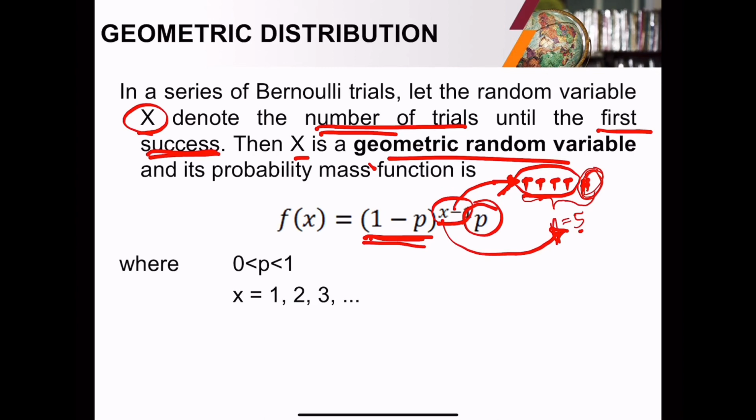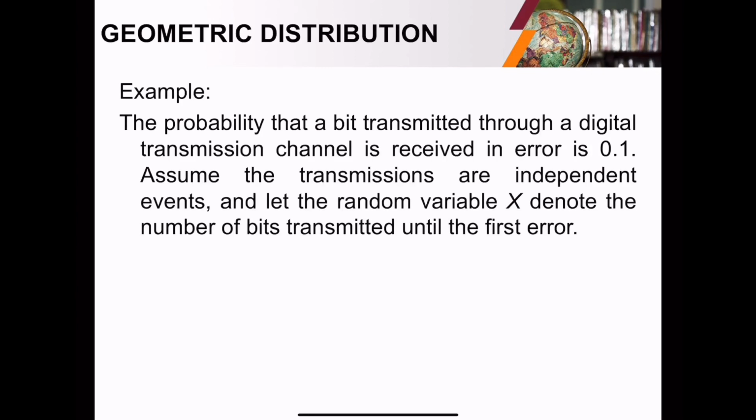Okay, so, example. The probability that a bit transmitted through a digital transmission channel is received in error is 0.1. So, the probability that a bit is in error is equivalent to 0.1. Okay. Assume the transmissions are independent, keyword, and let the random variable x denote the number of bits transmitted until the first error. Ito yung mahalagang indication that we are under geometric distribution.